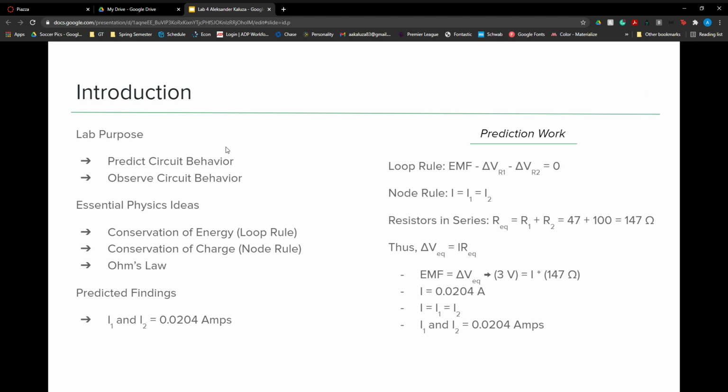My predicted findings for the first circuit of this lab were that I2 and I1 were equal to 0.0204 amps, and my work is here on the right, so if you are watching, feel free to pause, take a look to understand how I got these values.